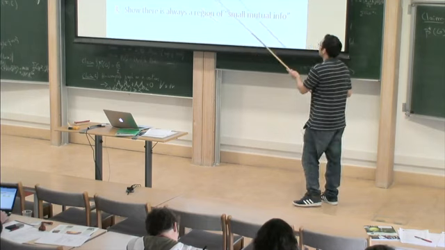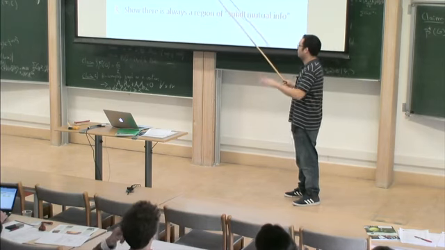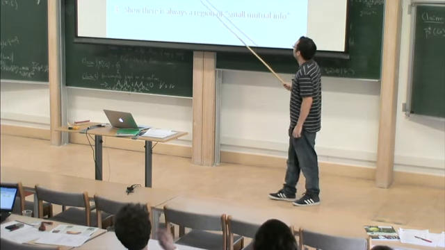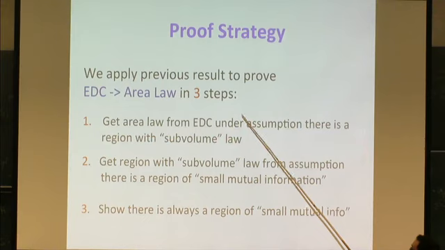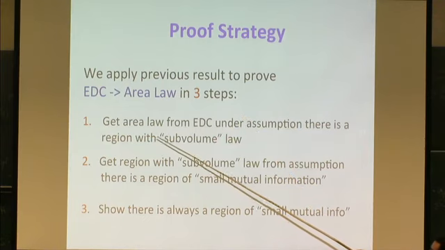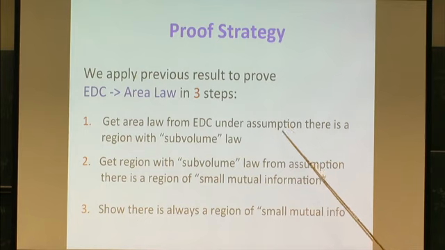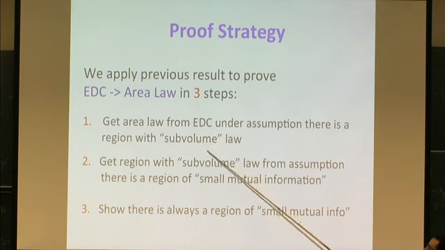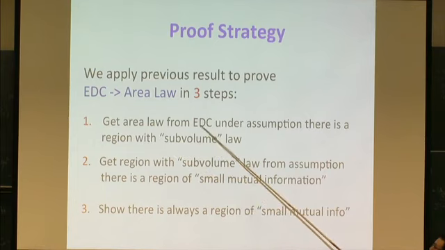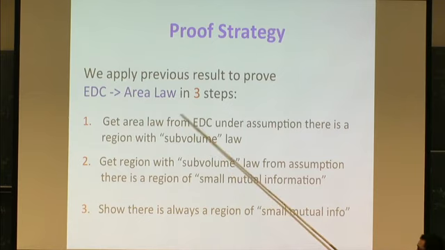What's the proof strategy? The proof strategy is to use this lemma that I just showed you in 3 steps. In the first step, we want to get the area law from exponential decay of correlations, under some assumption that we made that there is a region of sub-volume law. So here is a boosting argument, right? We want to go from a region of sub-volume law, so not the maximum value of entropy, to something that has an area law. So this will be one argument.